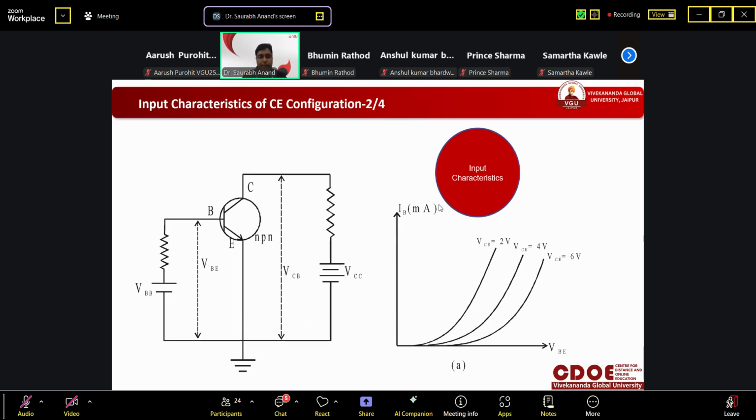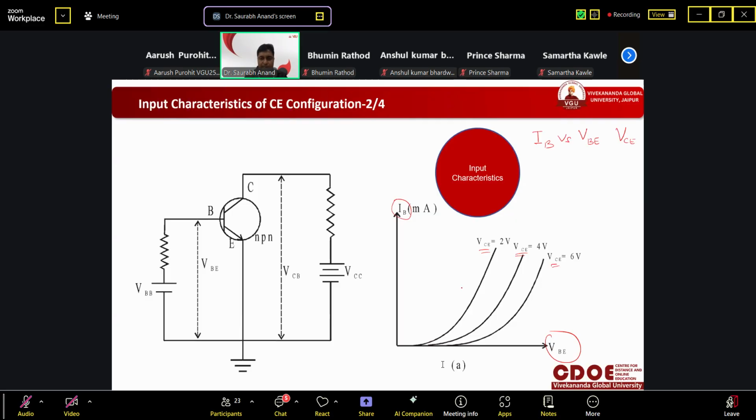Now this is the input characteristics. For input characteristics, we have to draw between input current, IB, versus input voltage, that is VBE, because the emitter is common, so we are applying between base and emitter. And what should be constant? Output voltage, that is VCE. So you can see that it is drawn between VBE and IB, while VCE is constant.